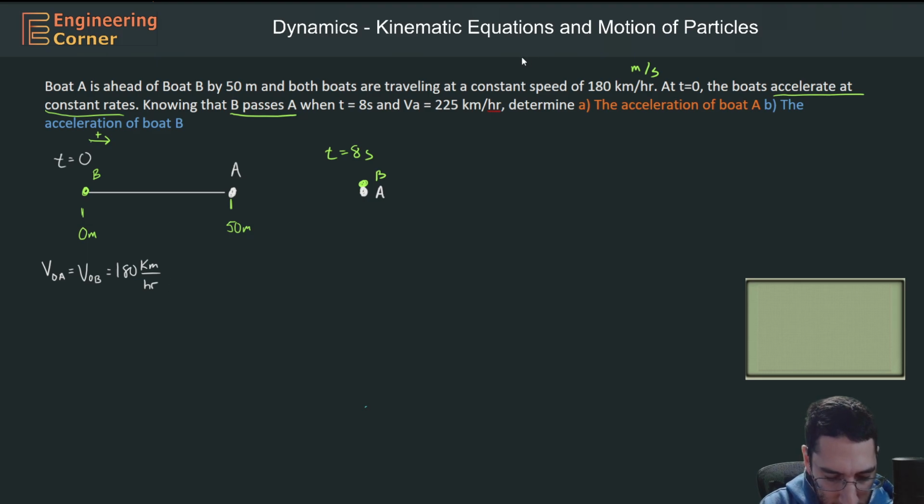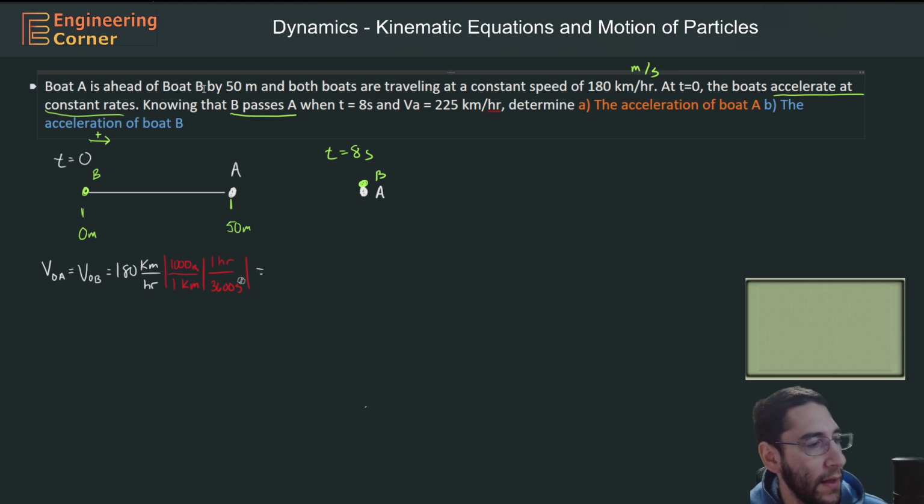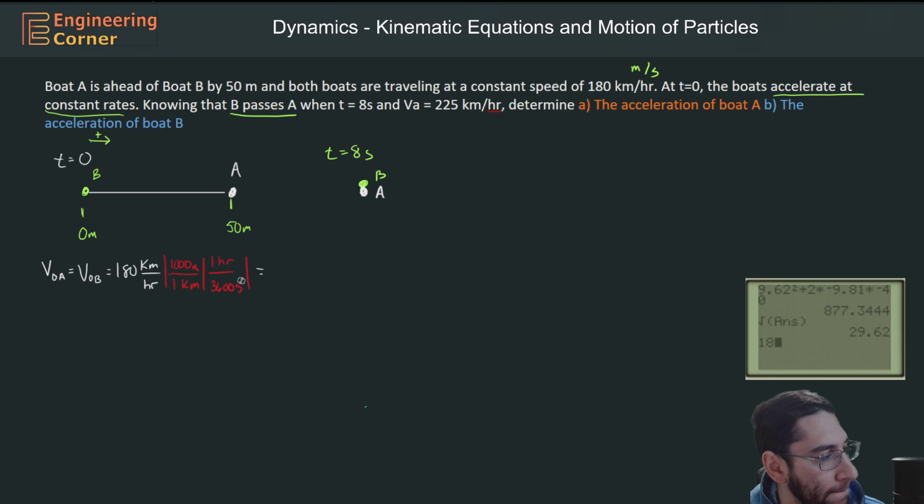So let me do it like this. We know that 1 kilometer is 1,000 meters. We know that 1 hour is 3,600 seconds. So we know that 180 kilometers per hour, we're going to multiply by 1,000, we're going to divide by 3,600. And that's equal to 50.